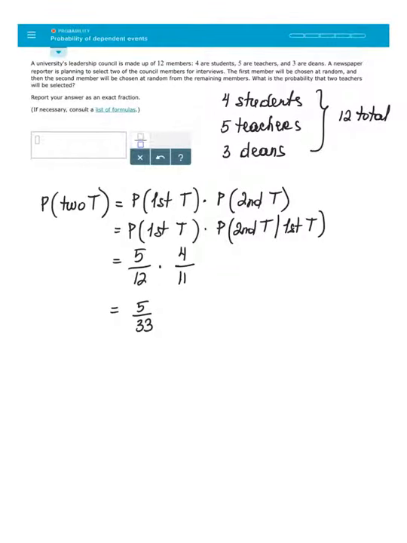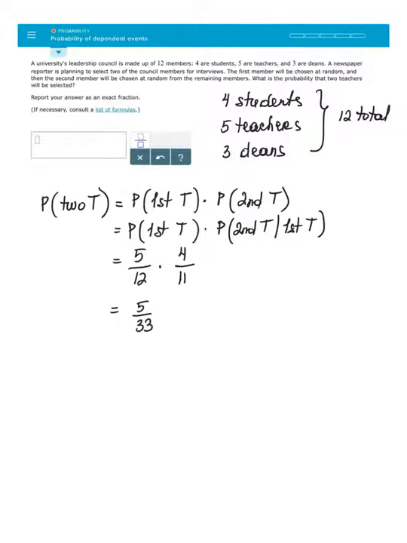In this video, we will learn how to compute probability of dependent events. A university's leadership council is made up of 12 members. 4 are students, 5 are teachers, and 3 are deans. A newspaper reporter is planning to select 2 of the council members for interviews.